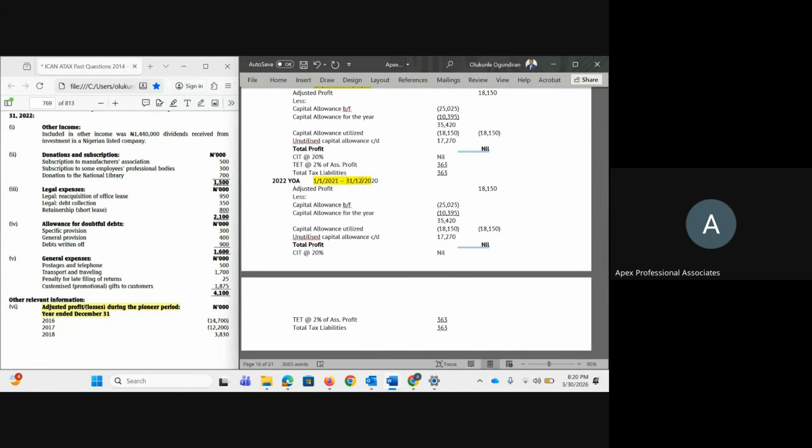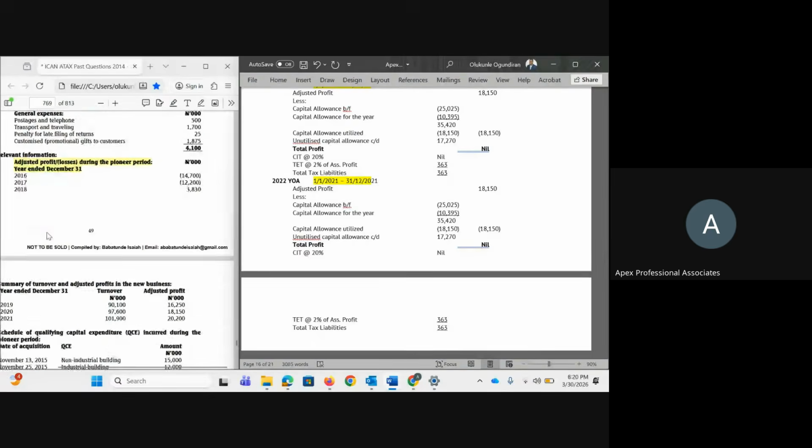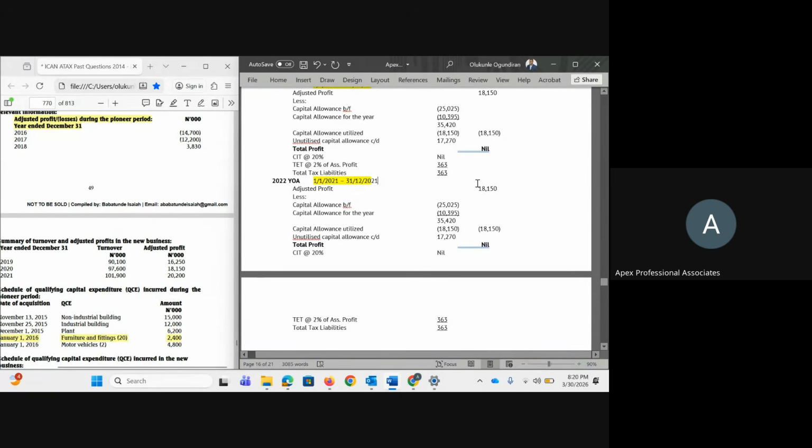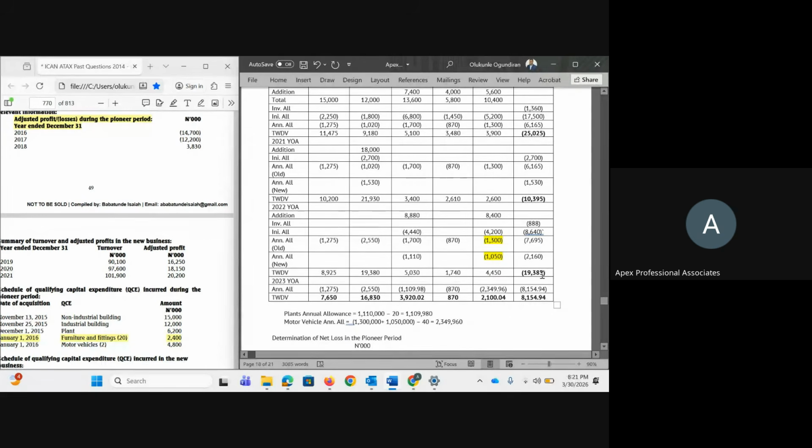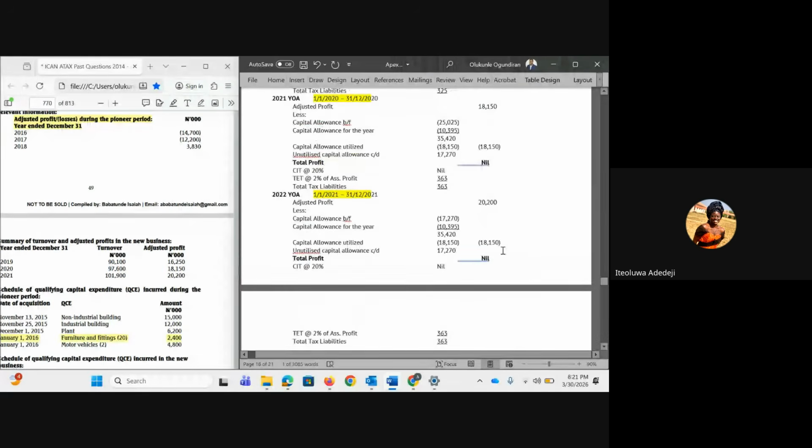2021. So what's the adjusted profit? 2,200. Is that correct? Yes, sir. Capital allowance brought forward is 17,270. Capital allowance for the year is how much? 19,383. Right? Yes, sir.